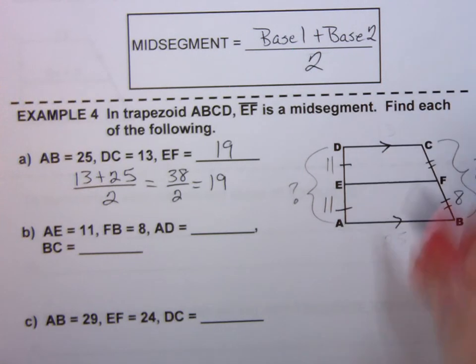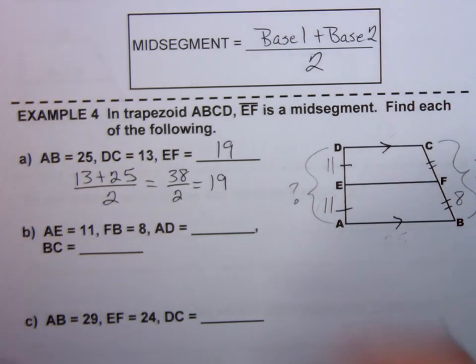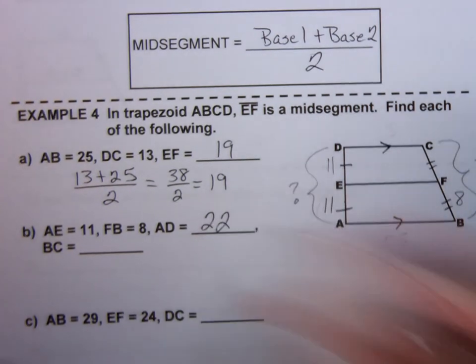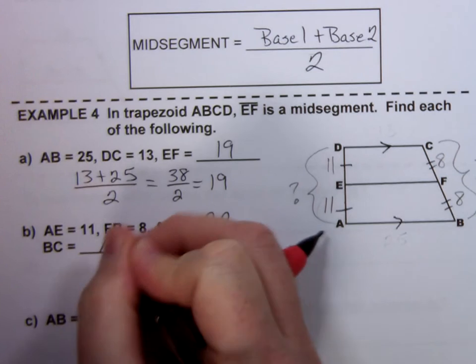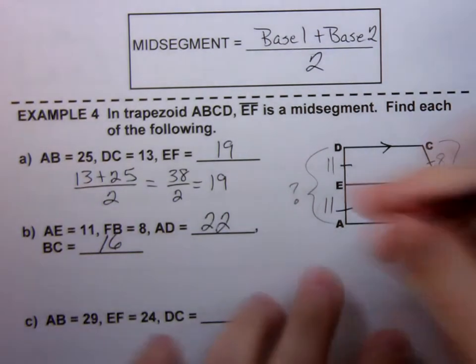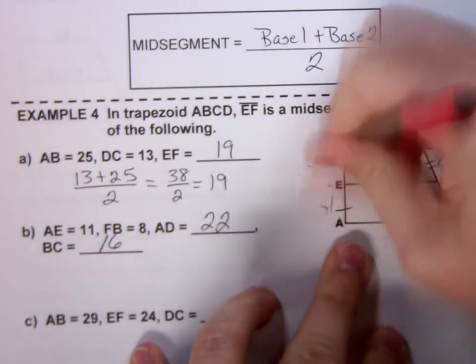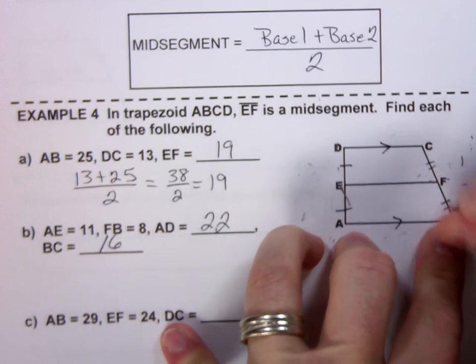So if this is 11, this is 11. And then what does that make the distance from A to D? 11 plus 11 is 22. On the other side, these are congruent. So if this is 8, this is 8. And then the distance from B to C, 8 plus 8 is 16. Alright, let's erase that from the picture. Let's try another one.